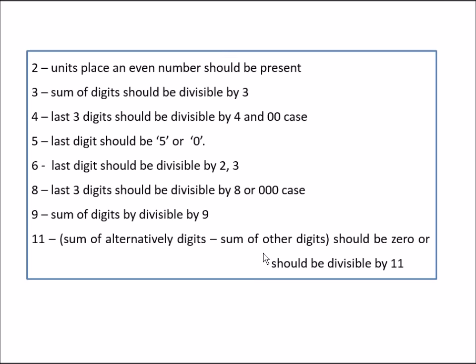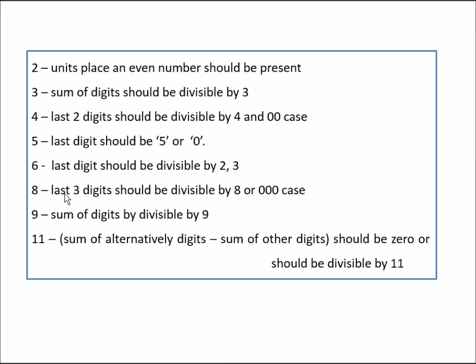Before going to the next question, we need to know the conditions for a number to be divisible by some other number. If a number is divisible by 2, then the units place should be an even number. For 3, the sum of the digits should be divisible by 3. For 4, the last two digits should be divisible by 4 or be 00. For 5, the last digit should be either 5 or 0. The condition for 6 is that the number should be divisible by 2 and 3.